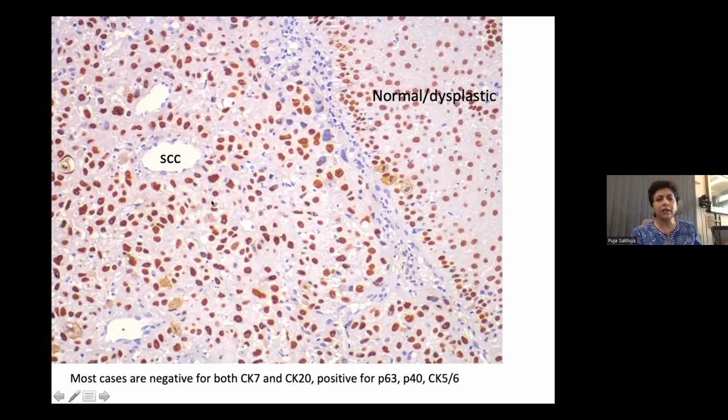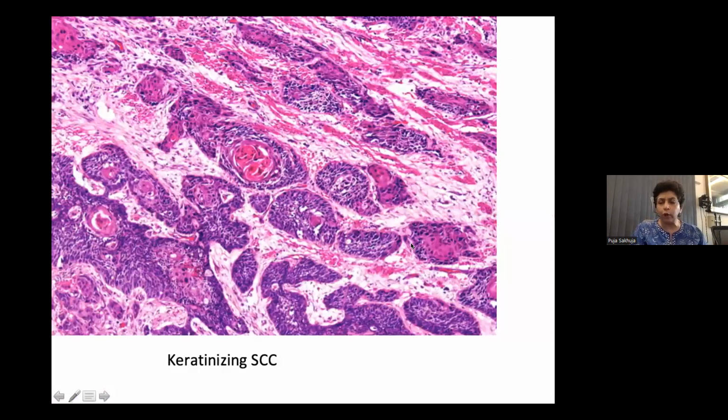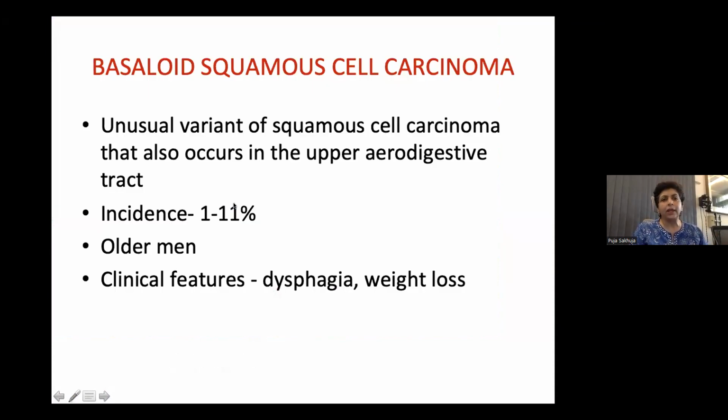Then P63, CK5/6, etc. will help. And these are negative for CK7 and CK20, which are more seen in adenocarcinomas. So the normal epithelium, whether dysplastic or normal, and the tumor will both show this. So this does not help to make a diagnosis of squamous cell carcinoma. It only helps in confirming that it's squamous and not adeno. And therefore more helpful if there's any morphological doubt, or if the biopsies in the lower one-third are not very well differentiated. In a well-differentiated squamous cell carcinoma, no need to do these IHC stains. Sometimes they can even be keratinizing squamous cell carcinoma. Again, no problem in making a diagnosis.